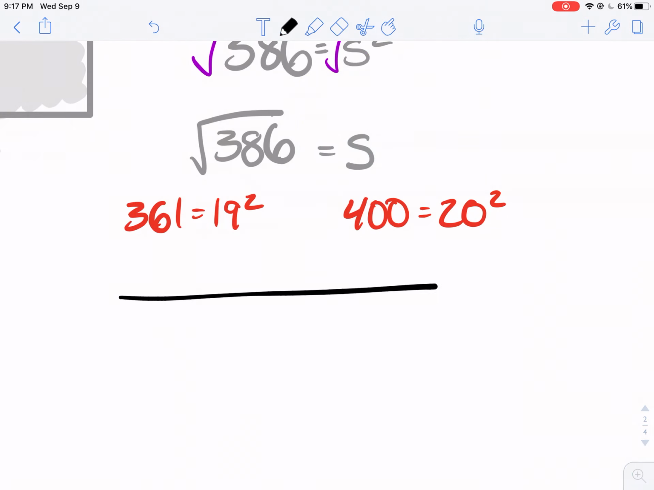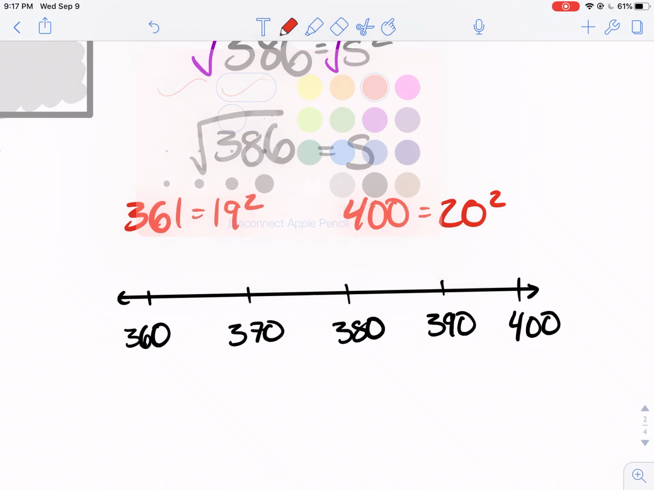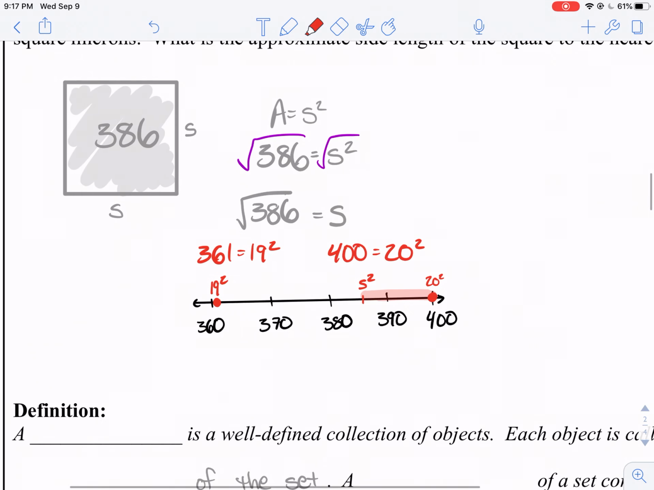If we were to have a nice throwback to elementary school, put numbers on the number line, like if this is 360, 370, 380, 390, and 400, well, we know that 400, that's 20 squared, and we know that 361 is 19 squared. Then s squared, which is 386, that's right there. So I look at this and I see, this is closer to 20 squared than it is to 19 squared. So we're going to say that s, because it's closer to 20, is approximately 20. And that's what they asked for.